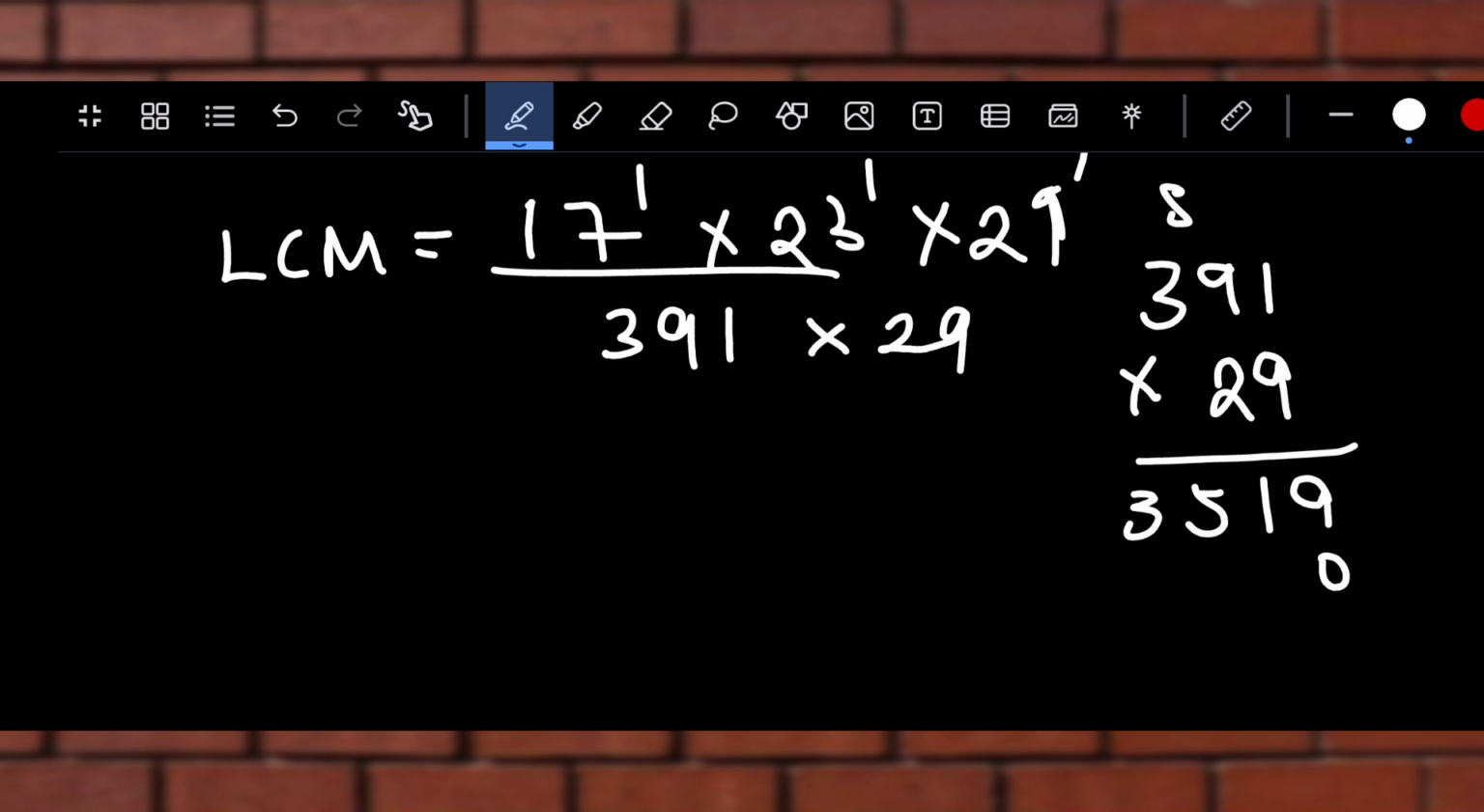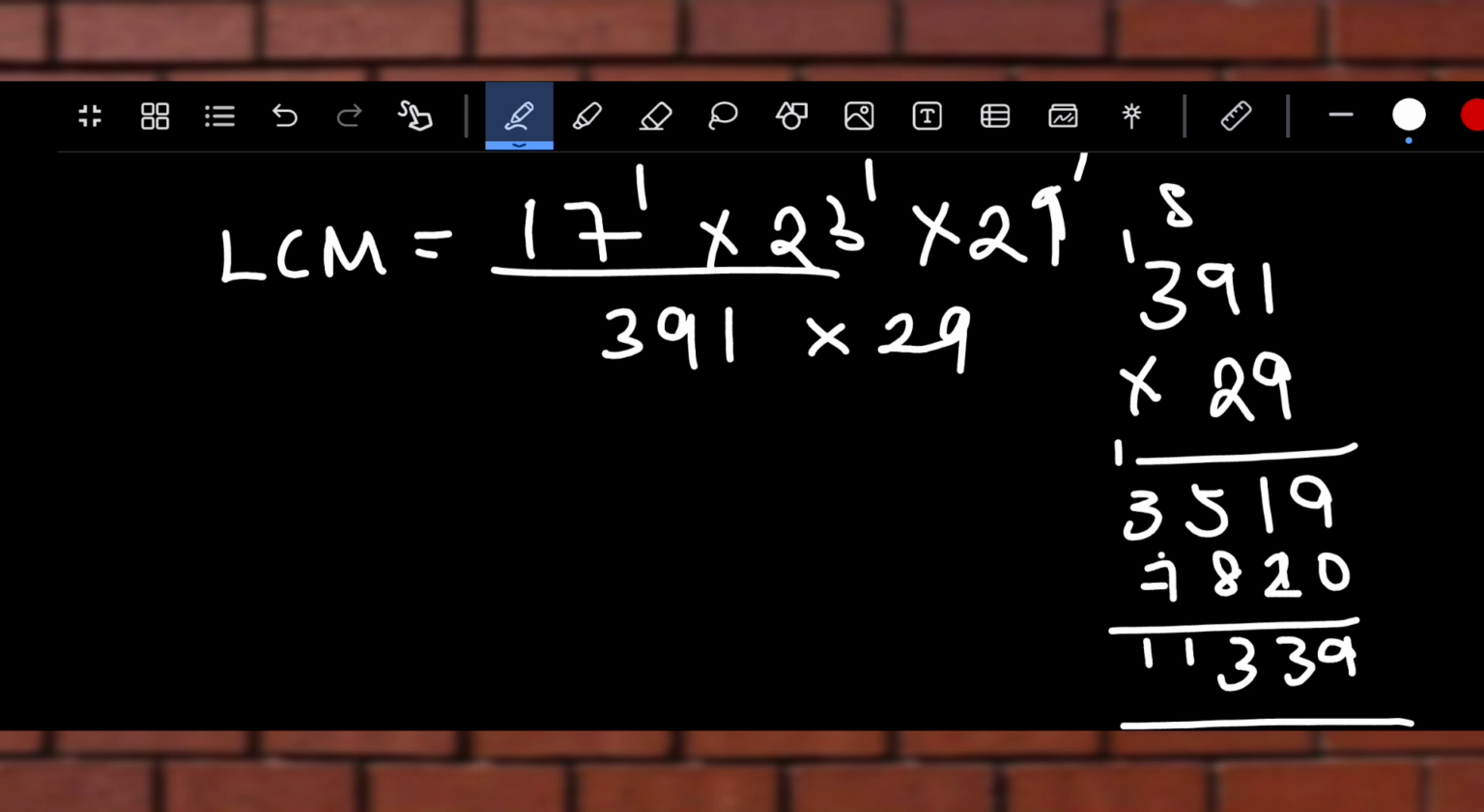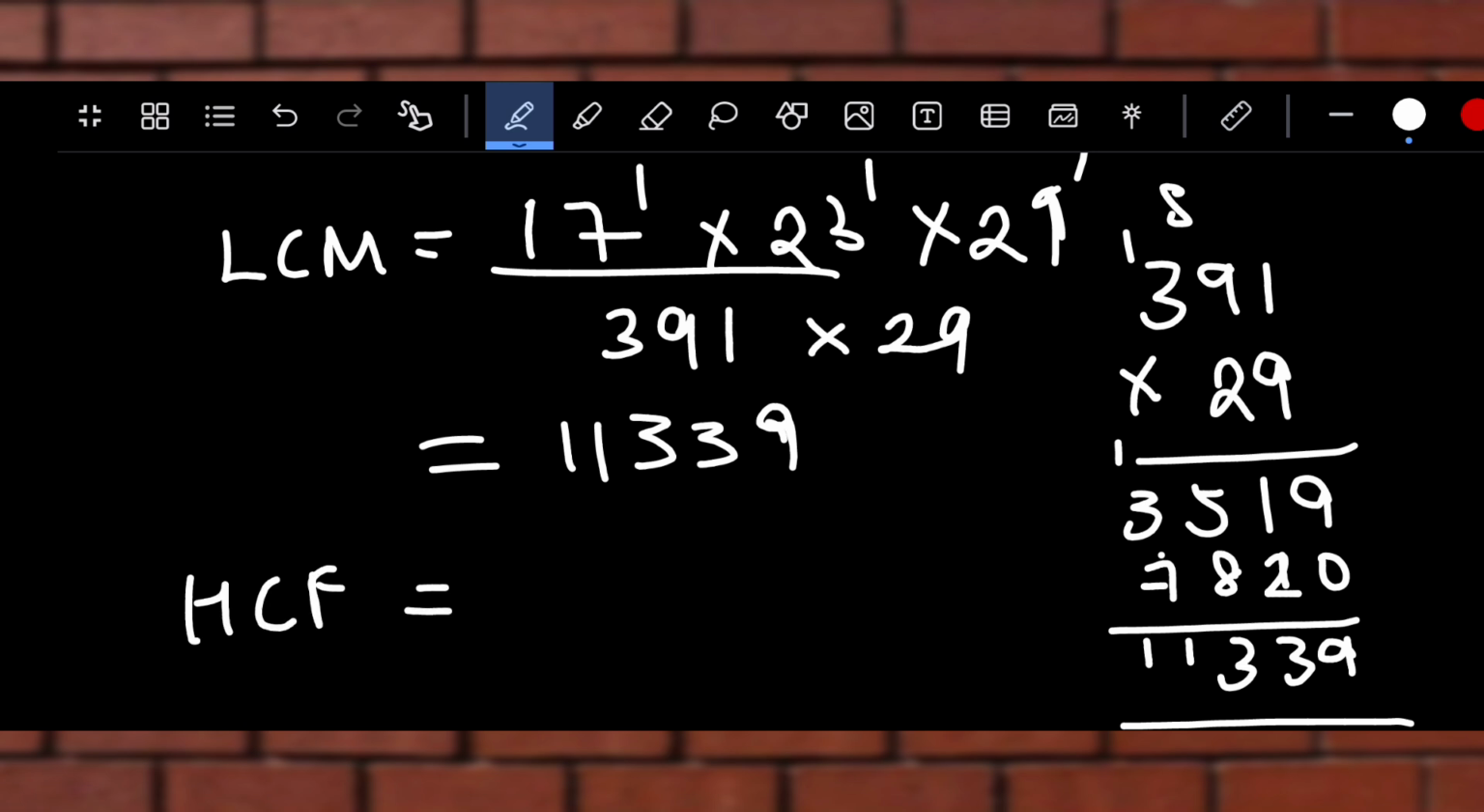When I add, I'll get 11,339. So the LCM is 11,339.